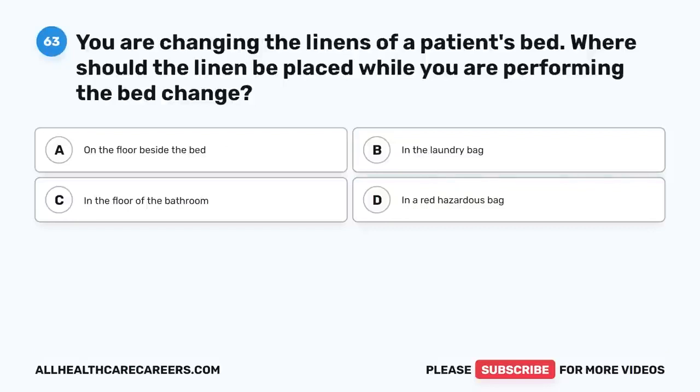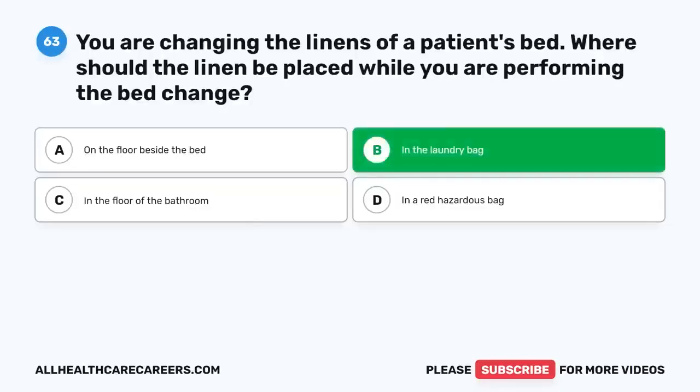Question 63. You are changing the linens of a patient's bed. Where should the linen be placed while you are performing the bed change? A. On the floor beside the bed. B. In the laundry bag. C. In the floor of the bathroom. D. In a red hazardous bag. The correct answer is B.